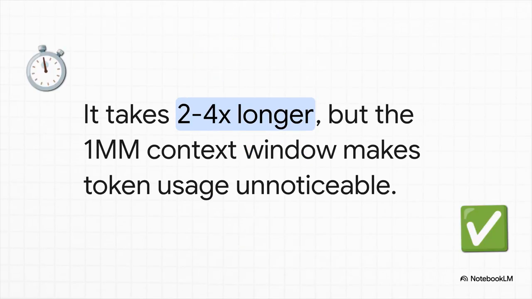The honest answer, yes, it absolutely does. Generating HTML can take 2 to 4 times longer. But here is why that trade-off is a no-brainer. We are now working with massive 1 million token context windows in models like Opus 4.7. Because of that sheer scale, the increased token usage is virtually unnoticeable. And frankly, the quality, the expressiveness, and the fact that you will actually enjoy reading the document makes waiting an extra few seconds completely worth it.